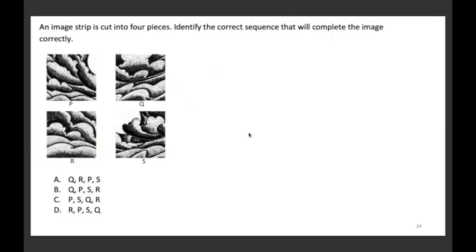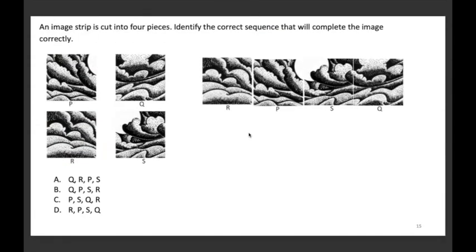An image strip is cut into 4 parts. Identify the correct sequence that will complete the image correctly. So this is how the image can be stitched together and we find the complete image. So the correct answer is RPSQ, which is seen in option D, which is the correct answer. Okay, we'll move to the next one.